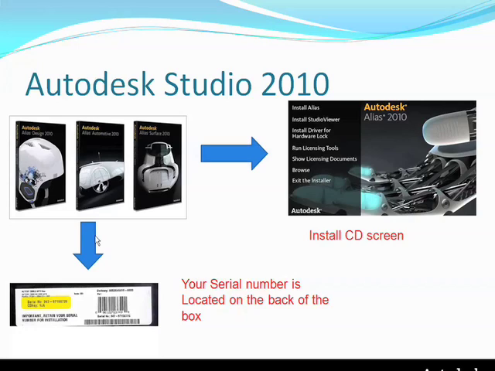On the back of the box, you will see here a serial number. Now, most people say, what do I do with a serial number? The serial number will correspond to the product that you bought, whether it's Alias Design, Alias Automotive, or Surface, and it will also correspond to whether you have bought a node lock or a floating license. So let's go ahead and install the serial number.